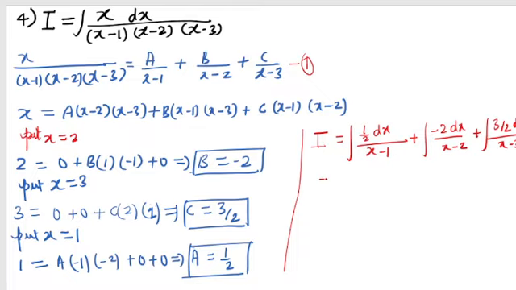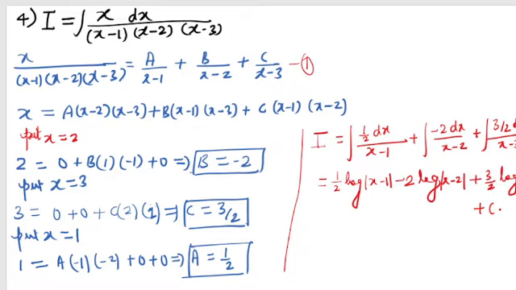That means now we can write our final answer. This 1 by 2 will be outside, and this will become log of mod x minus 1. Now here minus 2 outside, it will become log of mod x minus 2. Plus here 3 by 2 outside, it will become log of mod x minus 3, plus c. So this is the answer of question number 4.